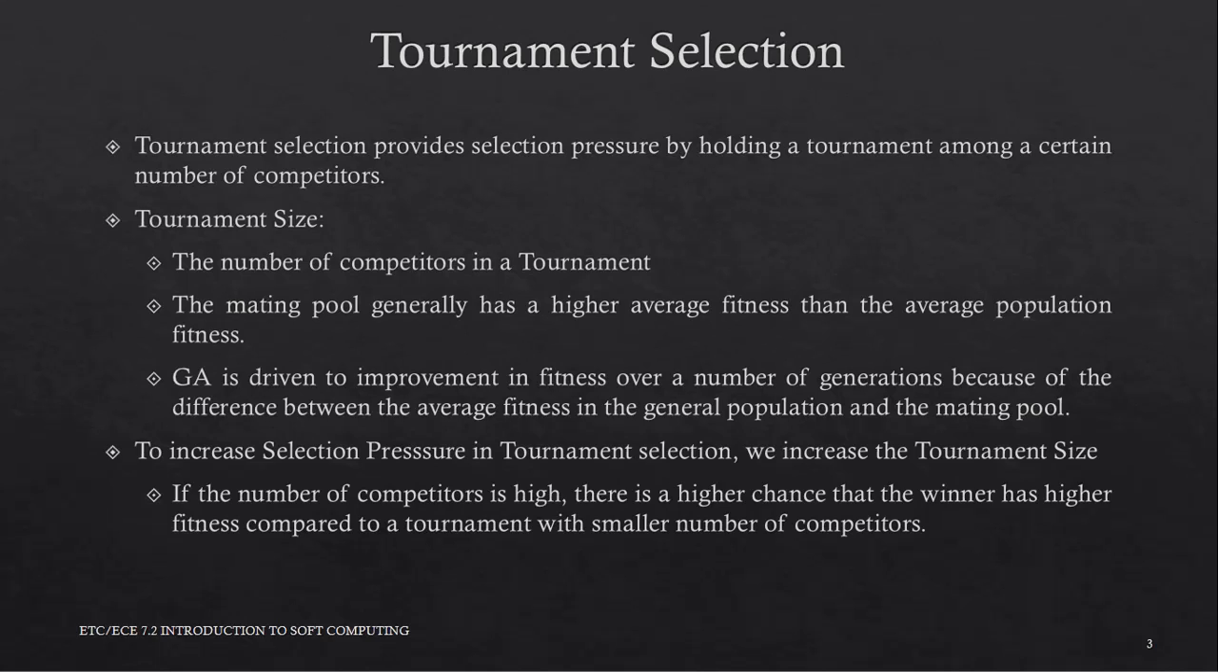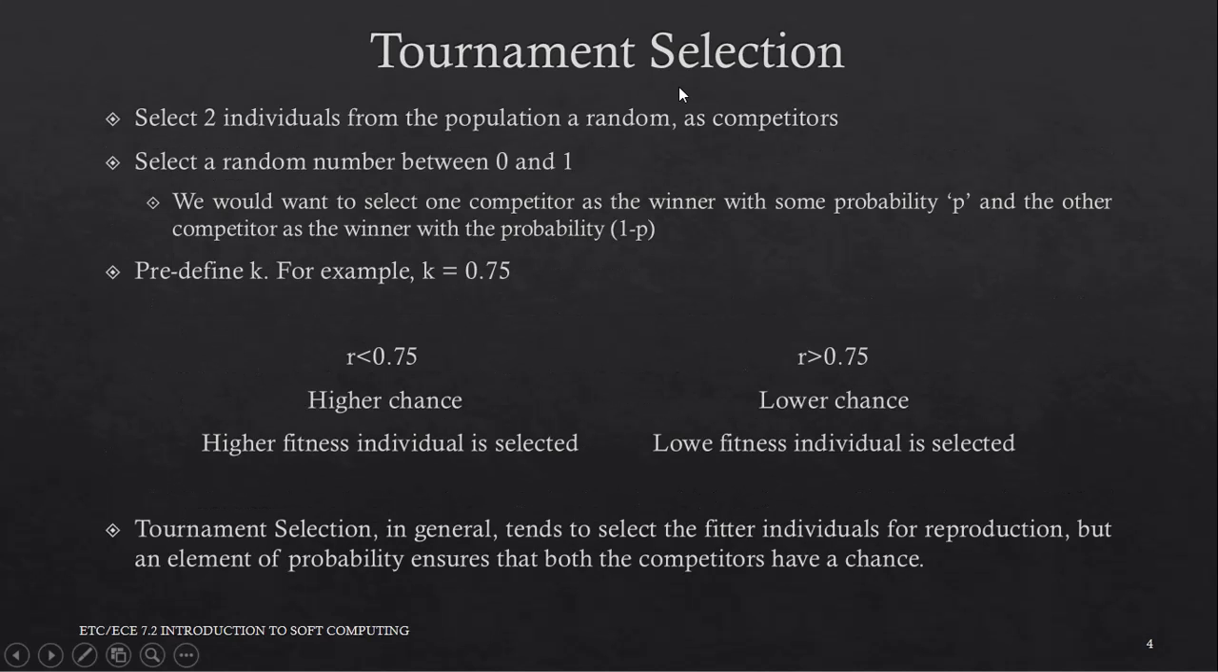Let us now try to understand the tournament selection method in detail. As the name suggests, the method is inspired by a tournament or a competition. So let us first understand the simplest version of the tournament where the number of competitors is 2. The tournament size is 2. Out of the n number of individuals in the population, any 2 individuals are selected at random. These are the competitors.